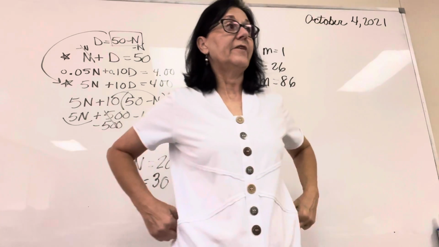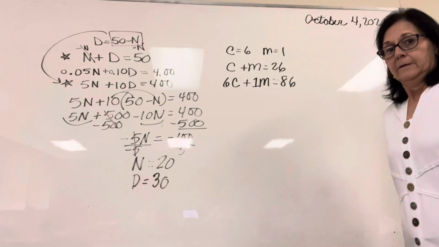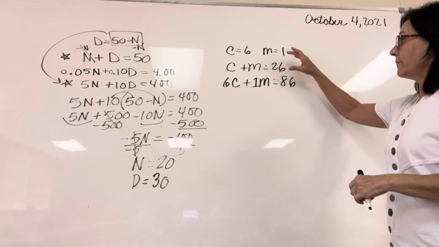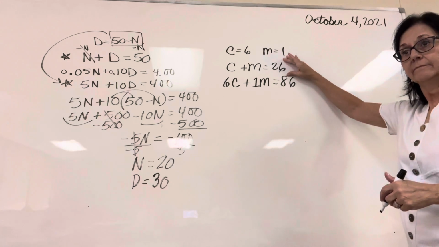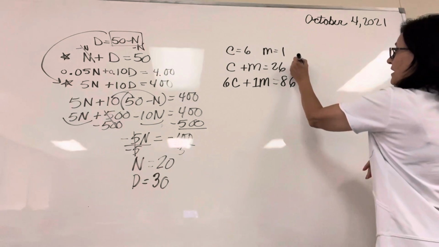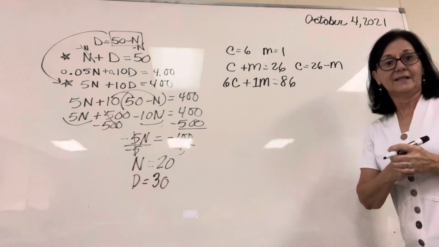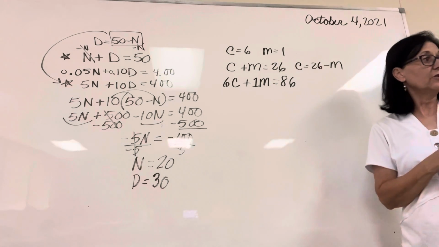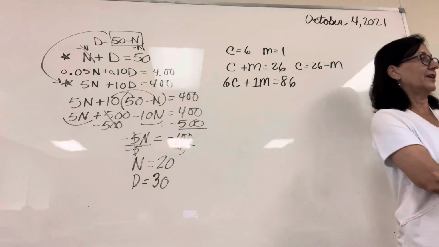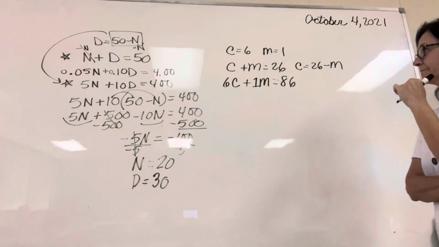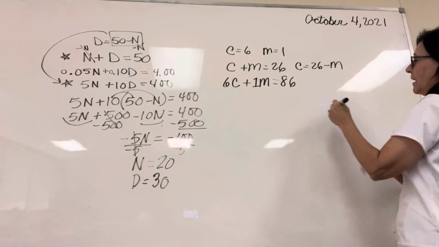We just want codfish. So, Sarah, what should I do first? Rearrange the top one. How would you like to rearrange it? C equals 26 minus M. So C equals 26 minus M. That's right. Rearrange that top one so you're solving. Yes? But we can use elimination. You can use elimination. You absolutely can. You can eliminate the M, but we're going to go this route.